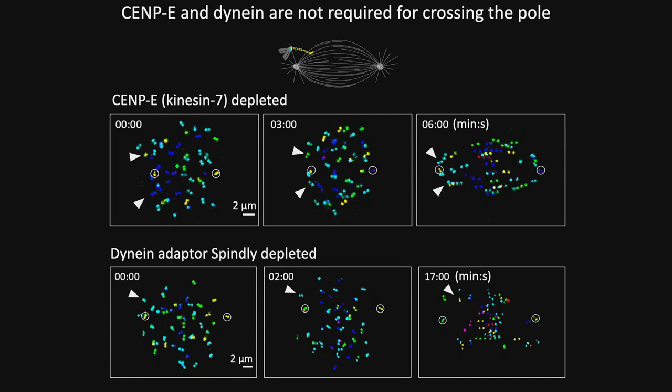Similarly, for dynein, we depleted Spindly, which is a kinetochore adapter of dynein, and again we see that the kinetochores coming from the back of the pole arrive at the position somewhere in front of the pole. So this movement of the chromosome from here to here does not depend on these two motors. So there goes model 1.